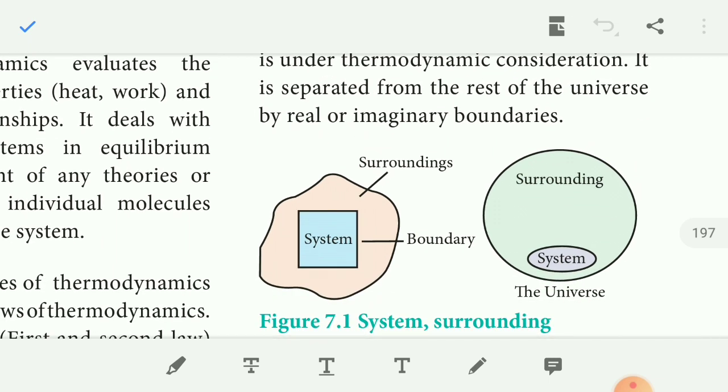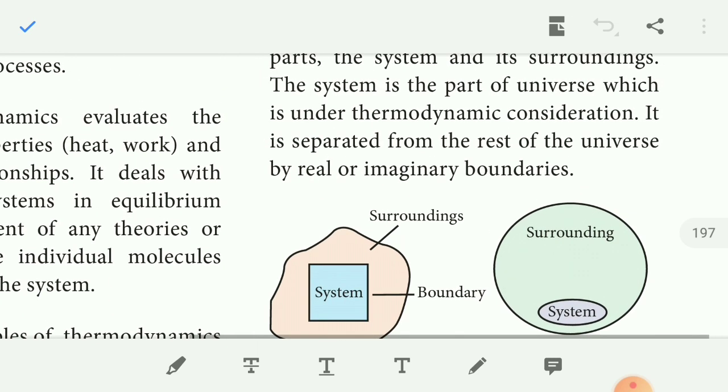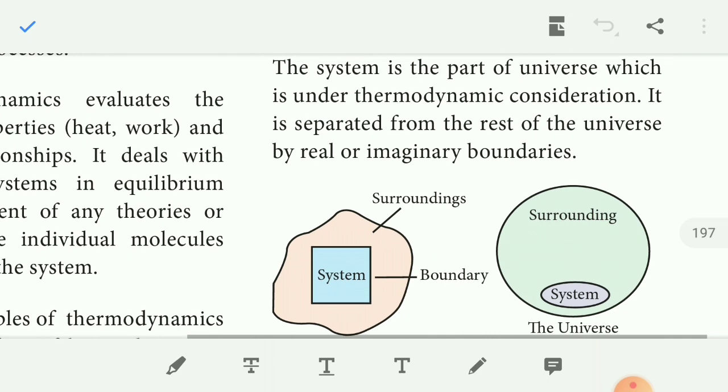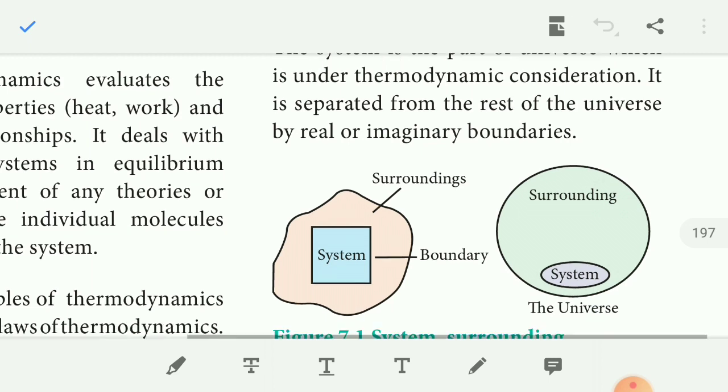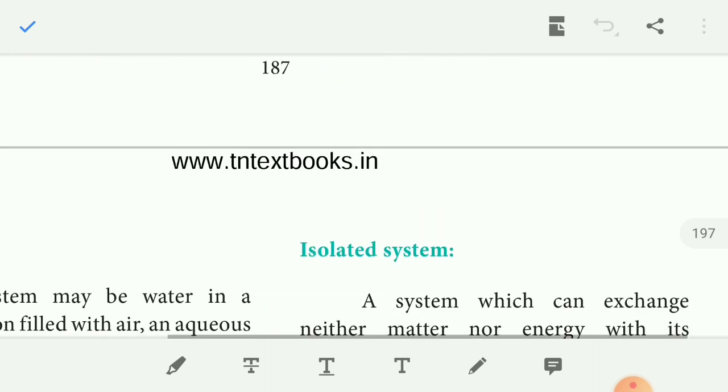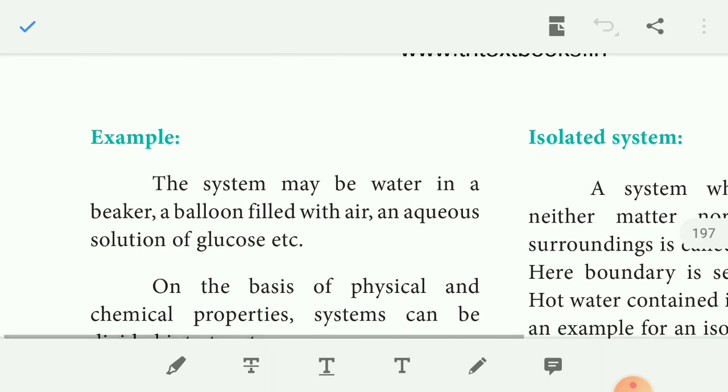So system, surroundings and boundary. The system is a part of the universe which is under thermodynamic consideration. It is separate from the rest of the universe by real or imaginary boundaries. For example, the system may be water in a beaker, a balloon filled with air, an aqueous solution of glucose, etc.